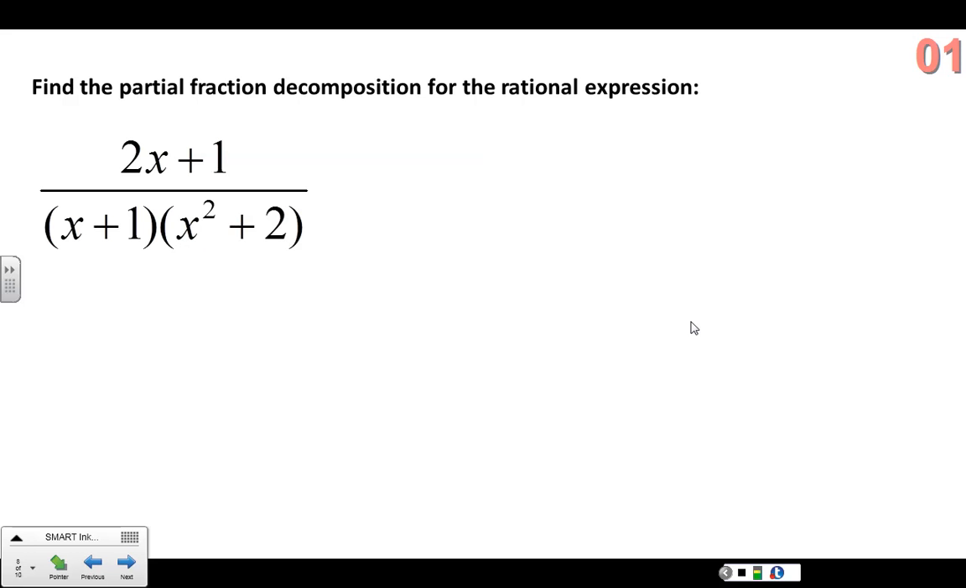So your decomposition setup is going to be a little different. We have the x plus 1, so that's just a linear factor, so we'll do the A over x plus 1. But since we have a quadratic factor, x squared plus 2, my numerator needs to be a linear setup. So it needs to be Bx plus C, like a linear term and a constant. If this was x cubed, then we would need a Bx squared plus Cx plus D, etc.